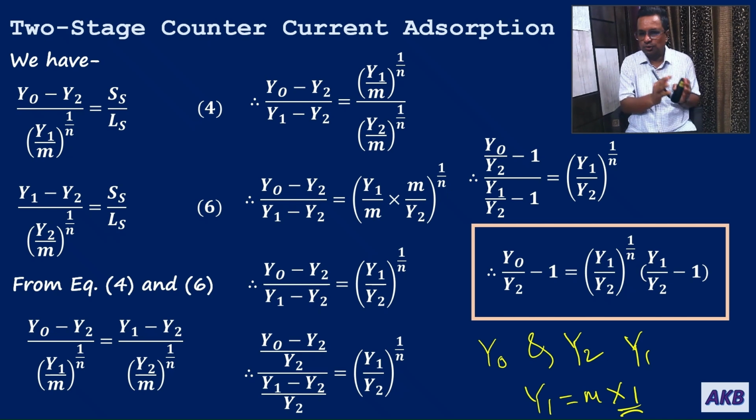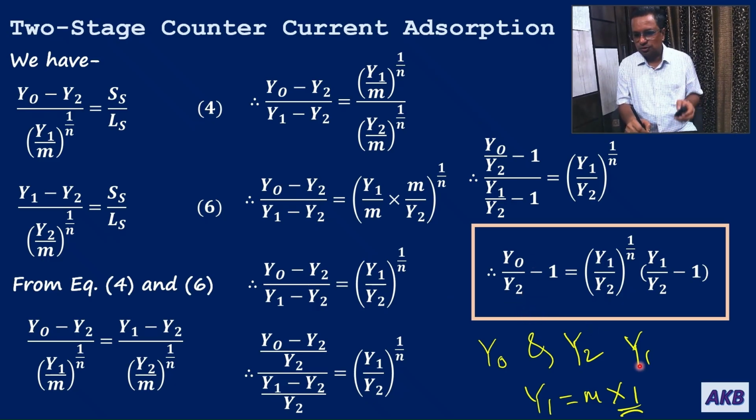And this can be used to plot the stages, or you can use it in the equation of the operating line and get the quantity of adsorbent that is required. In my next video lecture, I'll be using this equation to get the quantity of adsorbent required in a typical two-stage countercurrent adsorption operation. I hope the steps are clear to you. Very simple steps. The objective was to get this equation.